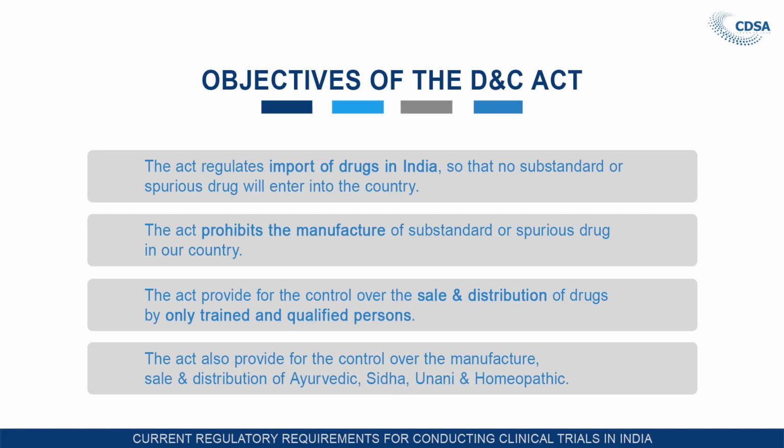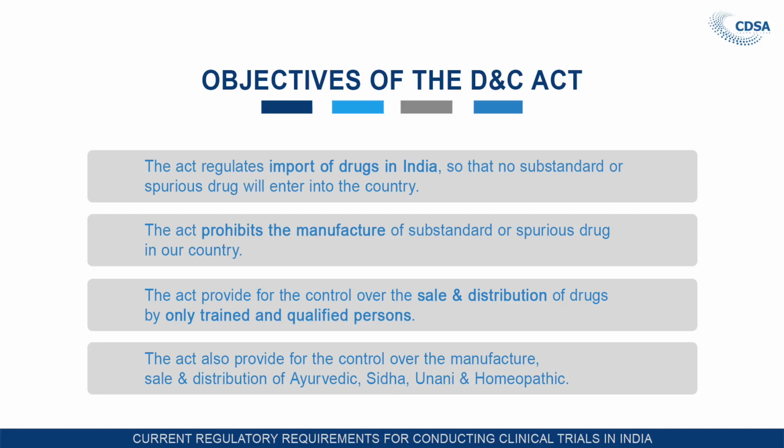The act regulates the import of drugs in India so that no substandard or spurious drug will enter our country, and the act does it by issuing the import license to the importer and the registration certificate after satisfying that the place where the drug is manufactured is in compliance with Schedule M or good manufacturing practices.